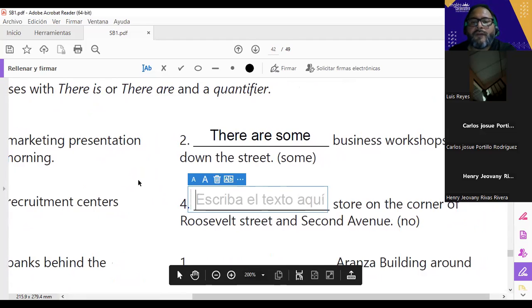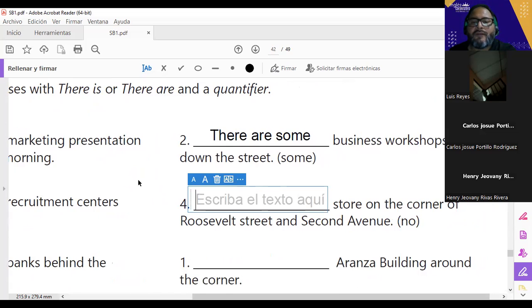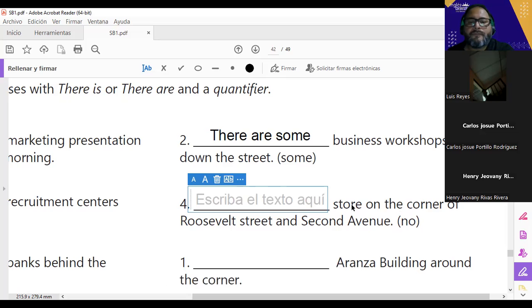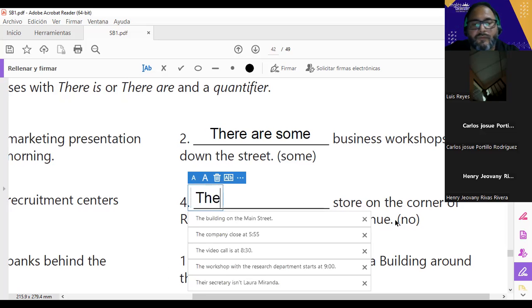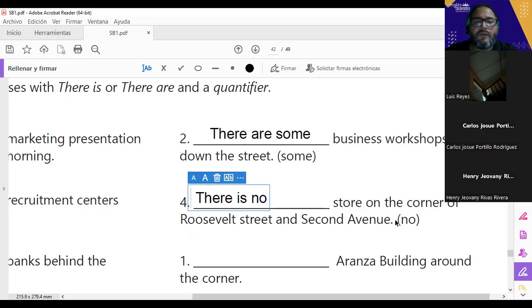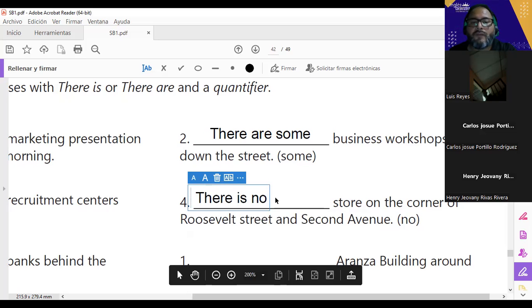Number four, store on the corner of Roosevelt Street and Second Avenue. But it's a store, right? Is it plural or singular? Singular. So if it is singular? There is not. All right, so there is no store on the corner of Roosevelt Street and Second Avenue. Good.